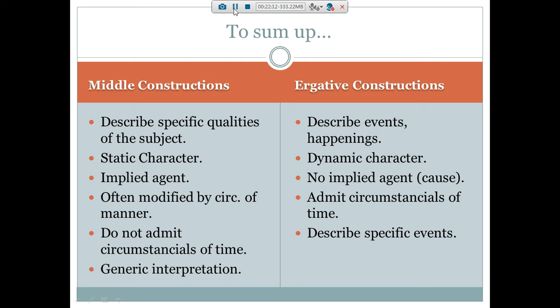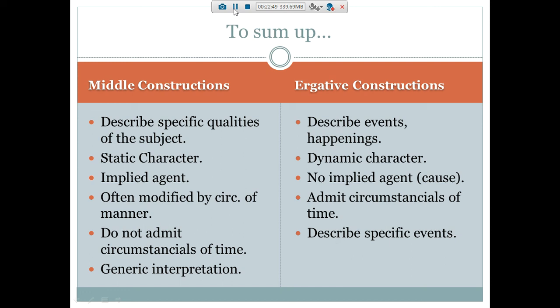Ergative constructions describe events, happenings. The ship sank in the storm or during the storm. Of course, it was the storm or the waves in the sea that made it sink or that sank the ship. But you can present it as an ergative construction, as an event. So in the case of middle constructions, they have a static character because they are descriptive of a quality. But ergative constructions that describe events or happenings have a dynamic character.